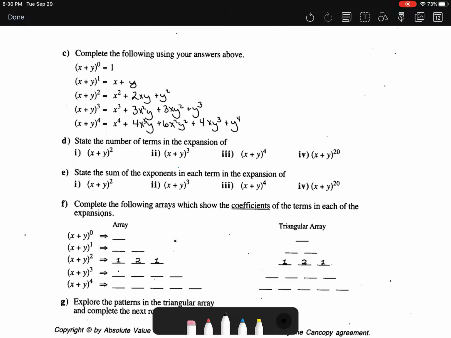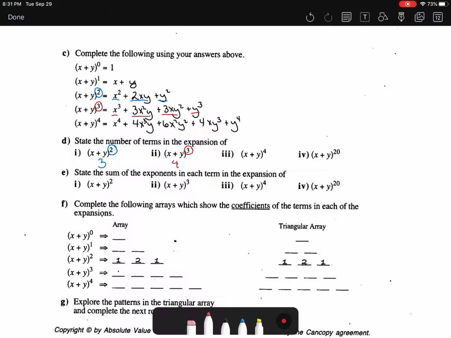So the first one says, state the number of terms in the expansion. When I take a look at (x + y)², which is up here, how many terms do I end up with? 1, 2, and 3. So 3 terms. When I expand (x + y)³, up here, there are 1, 2, 3, 4 terms.